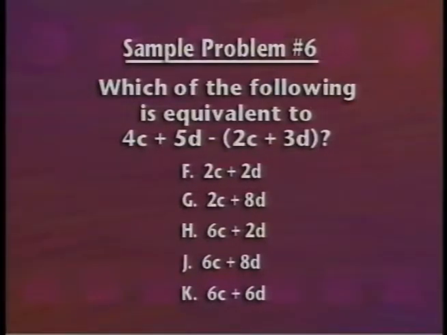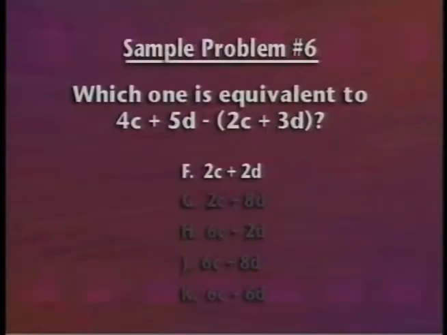The key to this problem is to group all like terms together, that is, all terms with the same variable, all c's together, all d's together. Be careful in clearing the parentheses. Be sure the correct sign goes with each term. I get 4c plus 5d, which we already had, then clearing parentheses, minus 2c minus 3d. Then collecting terms, I get 2c plus 2d for answer F.